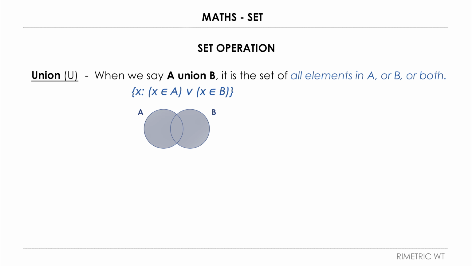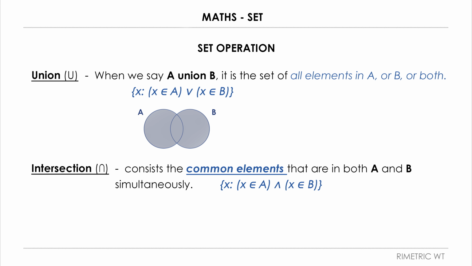The second operation is intersection, denoted as such. Intersection consists of the common elements that are in both A and B simultaneously. We write it as a set of all x such that x is an element of A and B. Visually, this is just that overlapping shape in the middle, showing elements that are found in both sets.